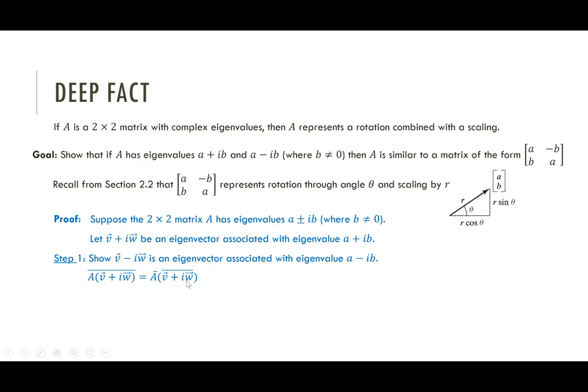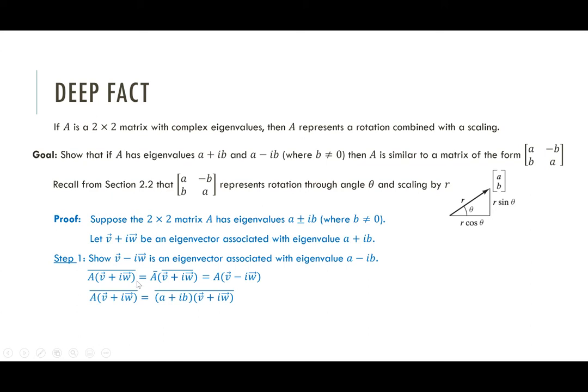But okay, so we've got this. And then if the entries of A are all real, which is where we are starting from, since we're assuming A has real entries, the complex conjugate of A is just going to be itself. And then the complex conjugate of v plus iw is just going to be v minus iw. Okay, so that was one way to look at the complex conjugate of A(v plus iw).